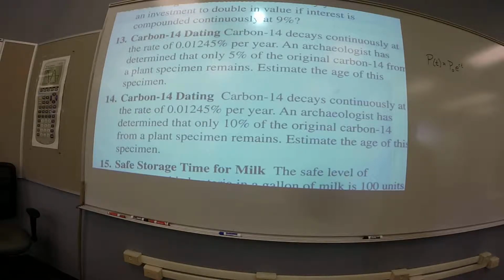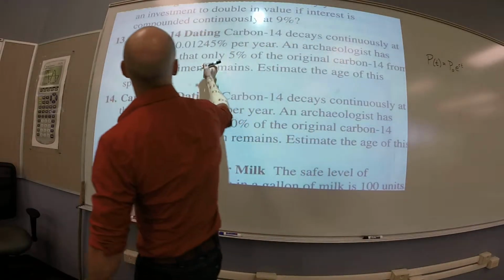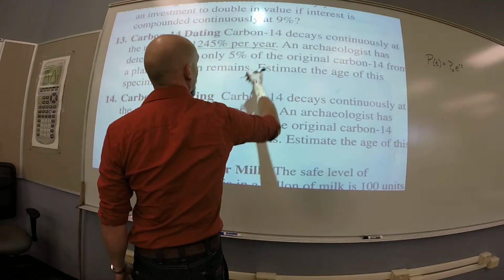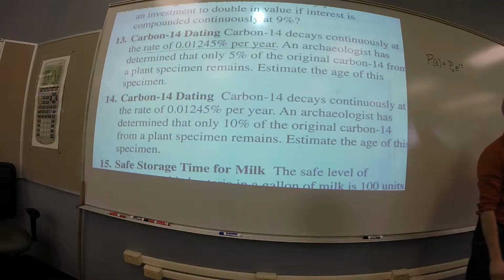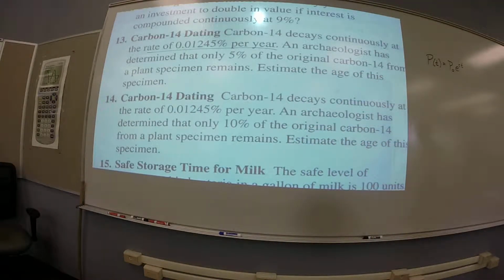Well, for the rate, would it be negative 0.01245? Okay, so I want to think about this rate, right? I've got a rate of blah blah percent per year, right? That's a decay, so I need a negative sign, which Kevin very astutely spotted, right? And, ooh, that's kind of a funky number, right?